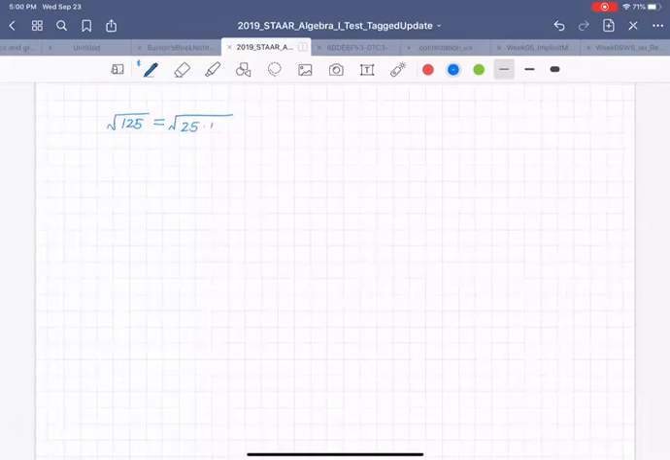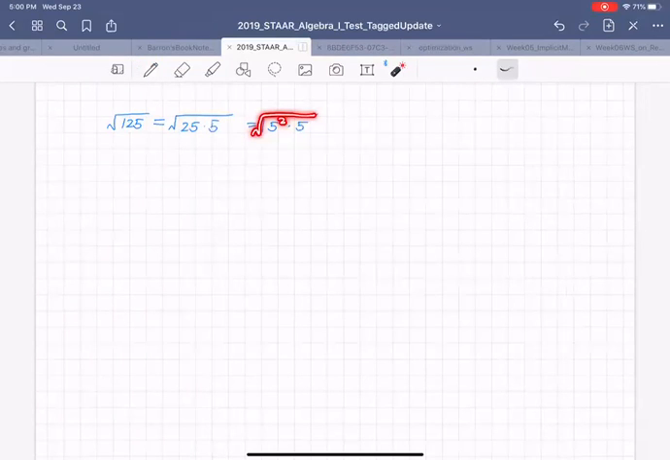25 times 5. 25 is whose square? 5. So 5 squared times 5. If something has a square and it is under the square root, then you can take it out. So that makes it 5 times square root of 5. Does that make sense? Yes. Good.